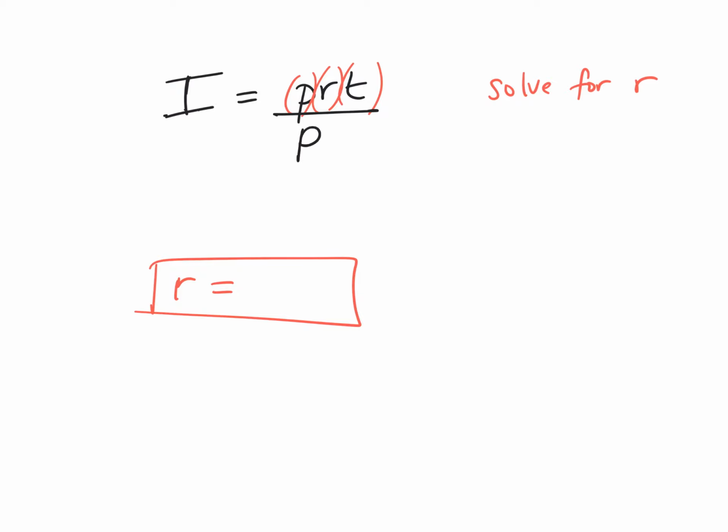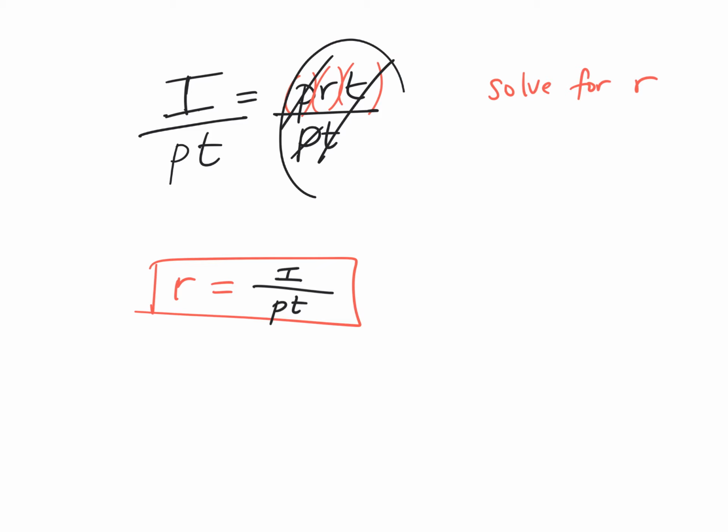Divide by P and T. You can do it all in one step. So I have to divide. I divided by P plus I divided by T is equal to R. R equals I divided by PT, not plus. Because this is one term.